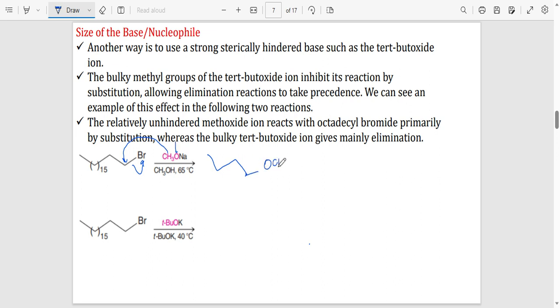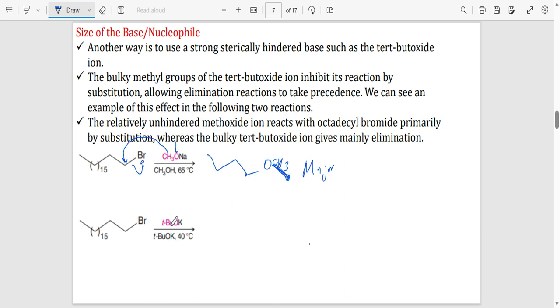This is a methoxide. I can just put CH3 or I can just put a line like this. It still means that there is a carbon at the end here. So this will be the major product. It is actually 99%, meaning that this will be the only product, because 1% is too negligible.